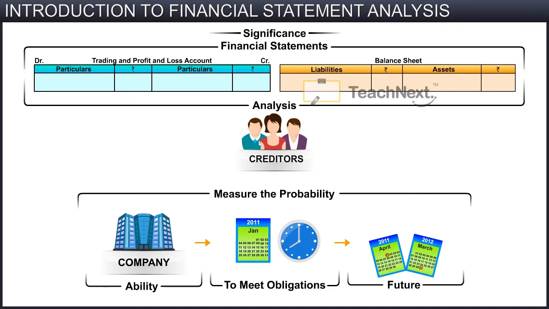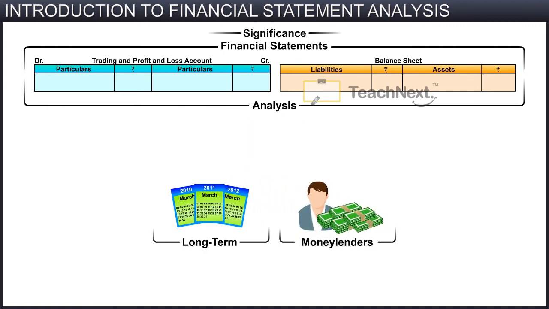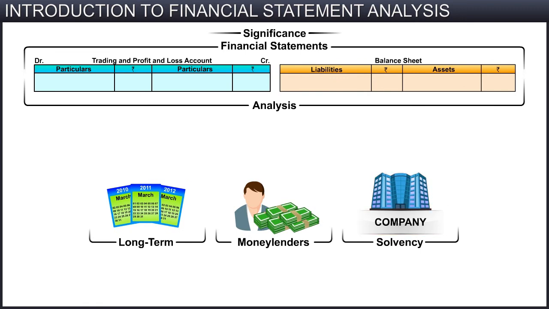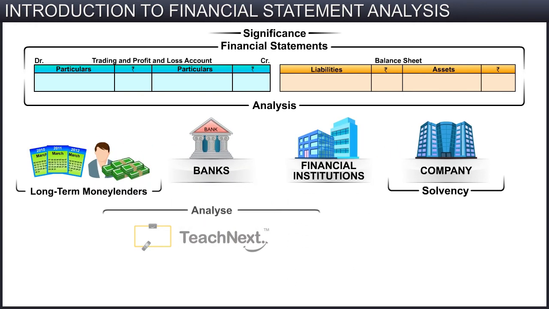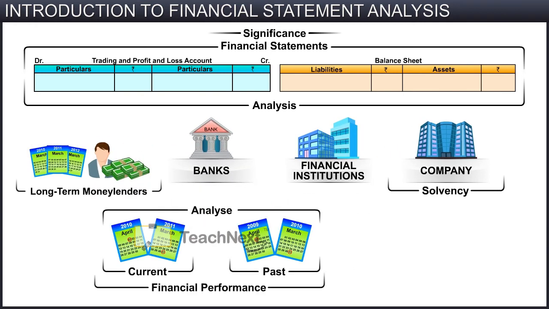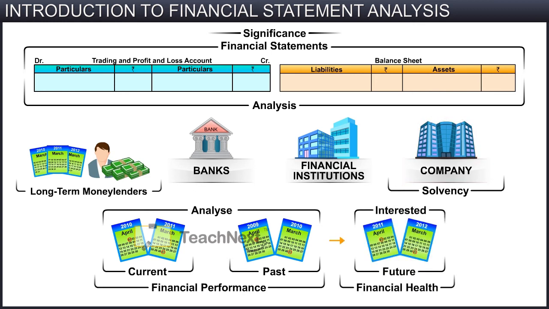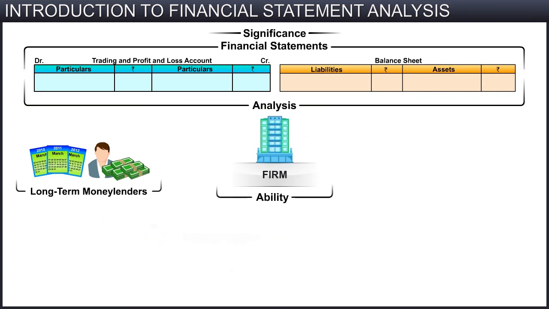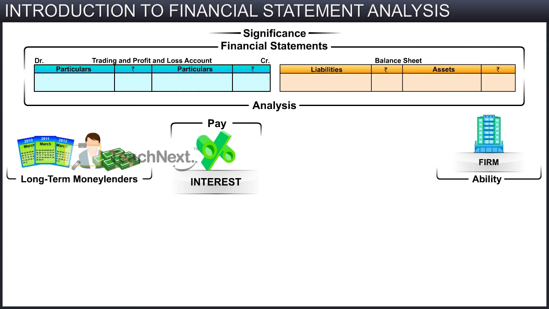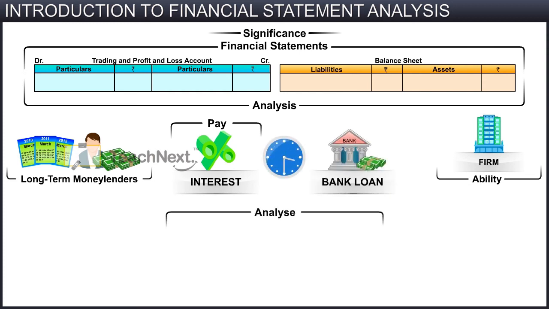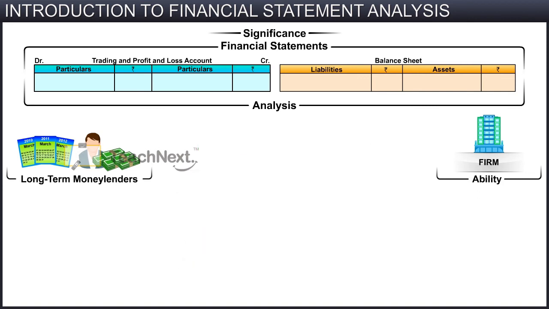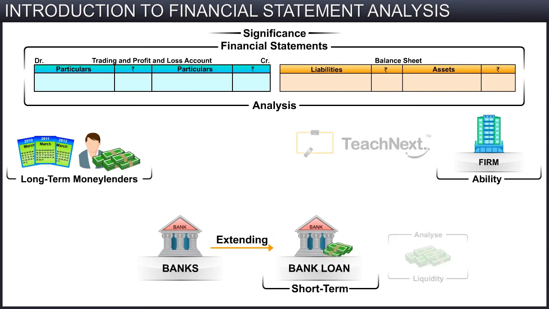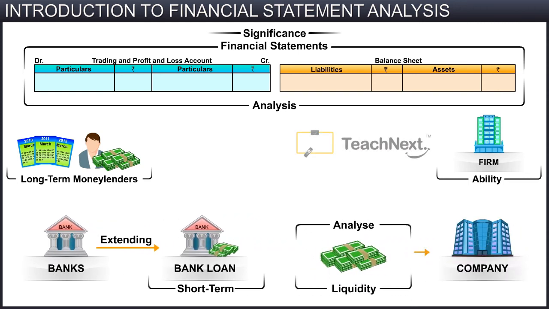Fourthly, long-term moneylenders need to analyze the solvency position of a company. These lenders include banks and other financial institutions that analyze not only the current and past financial performance of a company, but are also interested in the future projected financial health of the company too. They analyze the firm's ability to pay interest and the installments of principal loans on time by analyzing the profitability and capital structure relationships. Further, banks extending short-term loans also analyze the immediate liquidity position of a company.